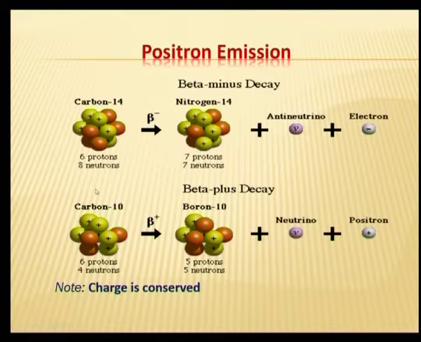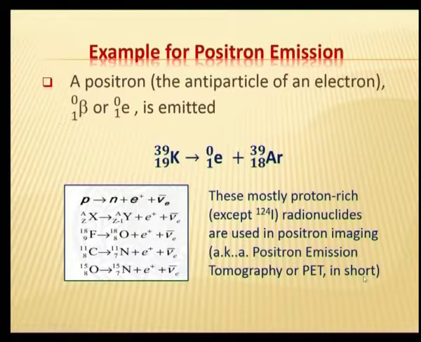So, positron emission is due to this reaction. Beta minus is the electron, beta plus is the positron. You see the positron here, the electron here. An example of positron emission is carbon 10 going to boron 10 plus a neutrino and a positron. Now, what do you use a positron for? Have you ever heard of PET? In the All India Institute of Medical Sciences or in Chennai, in some of the hospitals, you have PET. What is PET? Positron emission tomography.